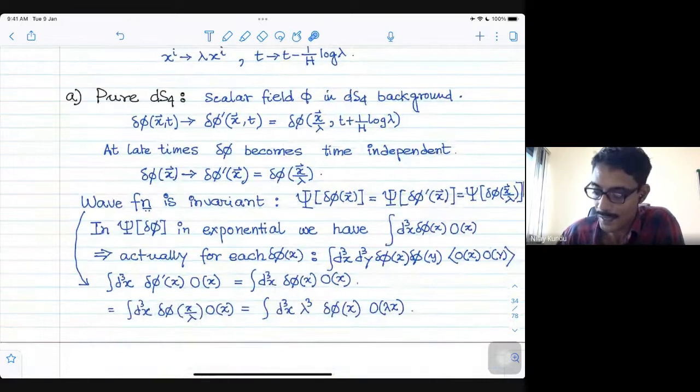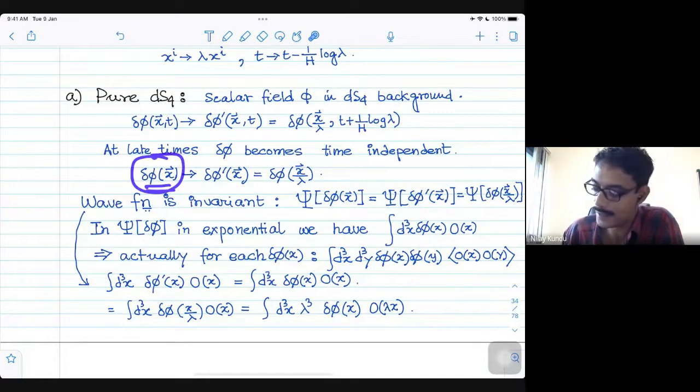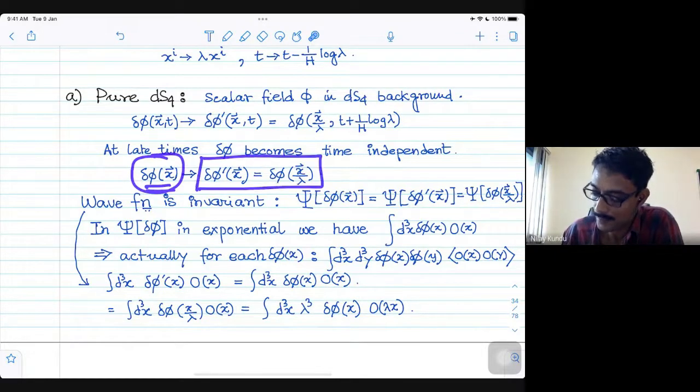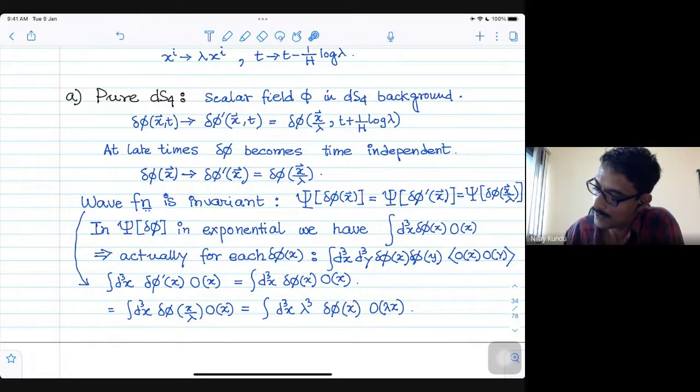Since we are interested in late times, I can forget about the time dependence here. So my delta phi, which is just a function of the positions on the late-time slice, should change under this. The wave function is invariant, which we should demand. So that effectively becomes psi for delta phi equal to psi for delta phi prime, where delta phi prime is this one. Now, you remember in psi of delta phi, in the exponential, we have this kind of object where each delta phi is associated with an O. To be more correct, the quadratic piece is multiplied by OO. So for each delta phi, there is an O.